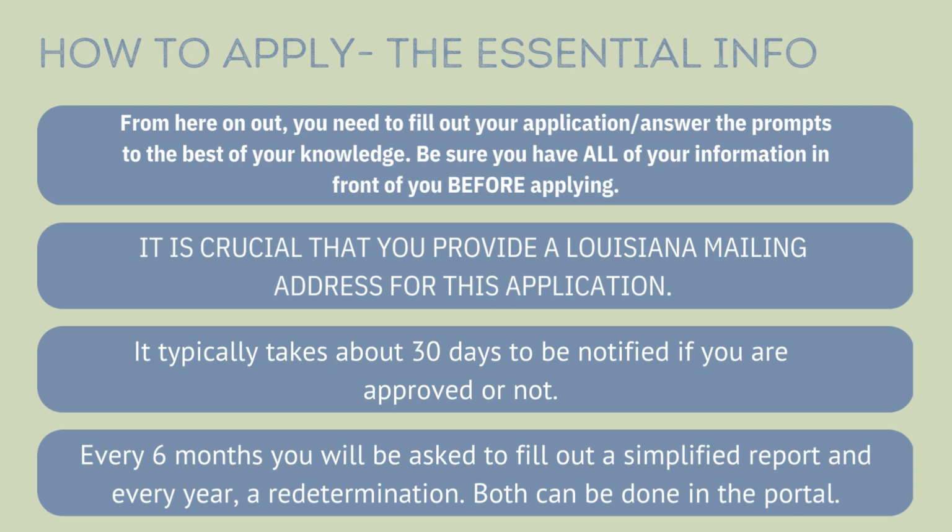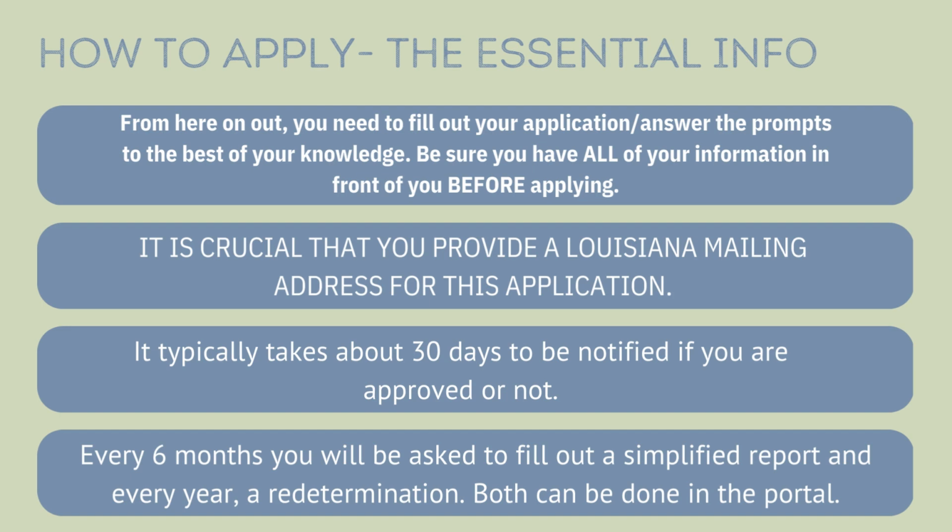If you can't figure it out online as well, you can feel free to call the help number that I have listed on the end of this slideshow. But it takes about 30 days. And then every 6 months, you will be asked to fill out a simplified report, and every year you'll be asked to fill out a redetermination.